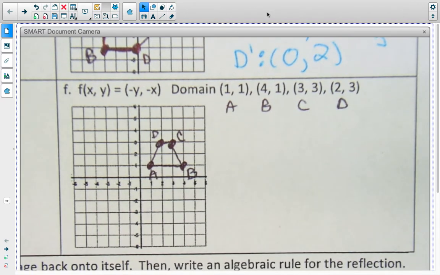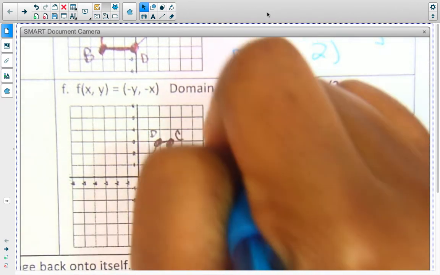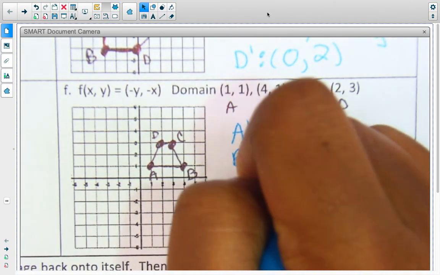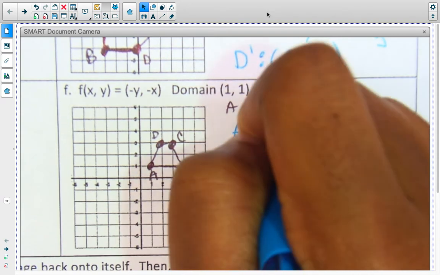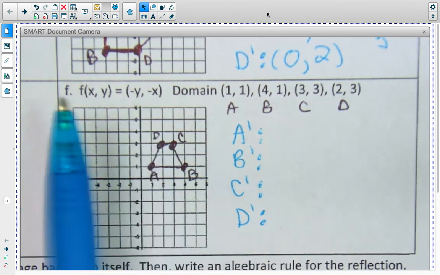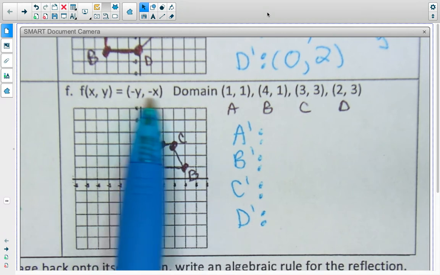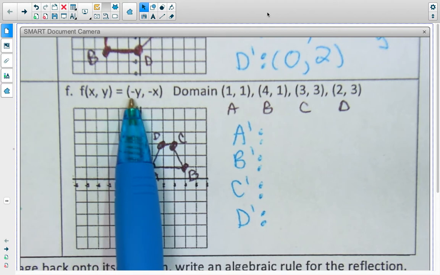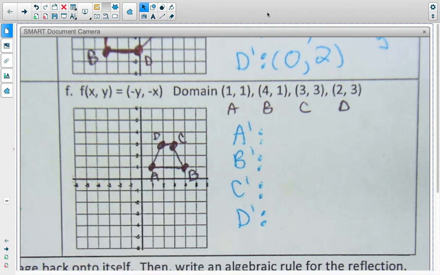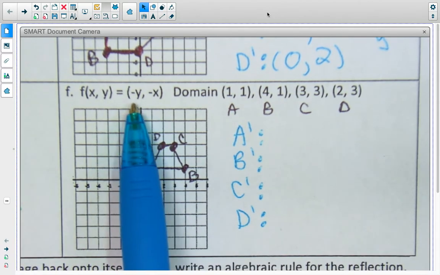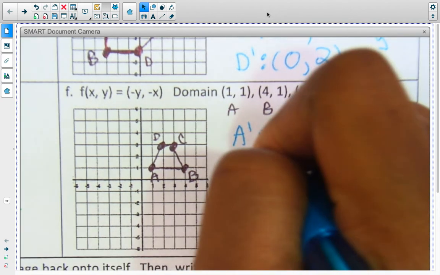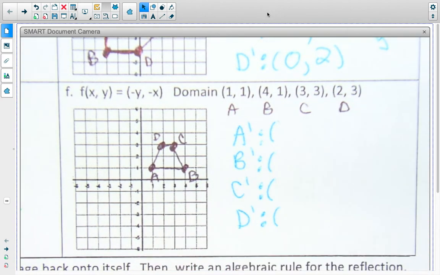So we have another trapezoid that we're working with. We're going to go find our prime points, our image points. This time the rule says to not only switch your x and y's, but you take the opposite of them. So you switch the x and y's, and then if it was positive, make it negative. If it was negative, make it positive. So two things are happening with this rule. You switch the positions of the numbers and you change the sign. So you switch the numbers and you change the sign.